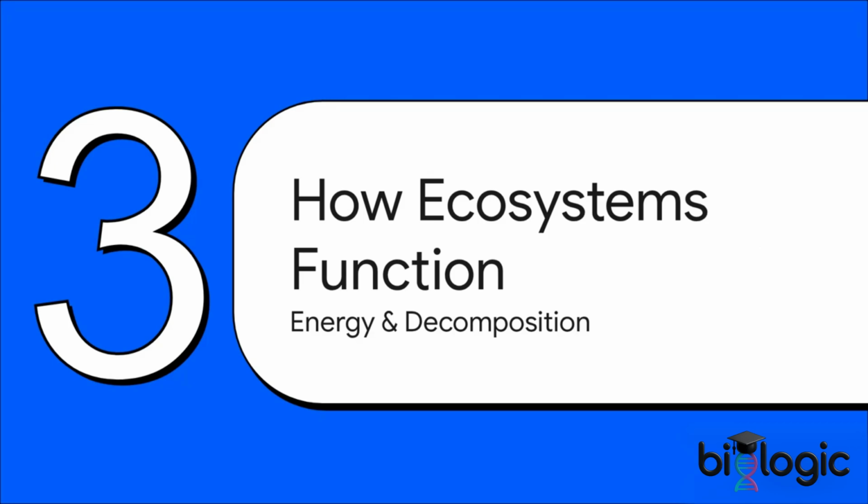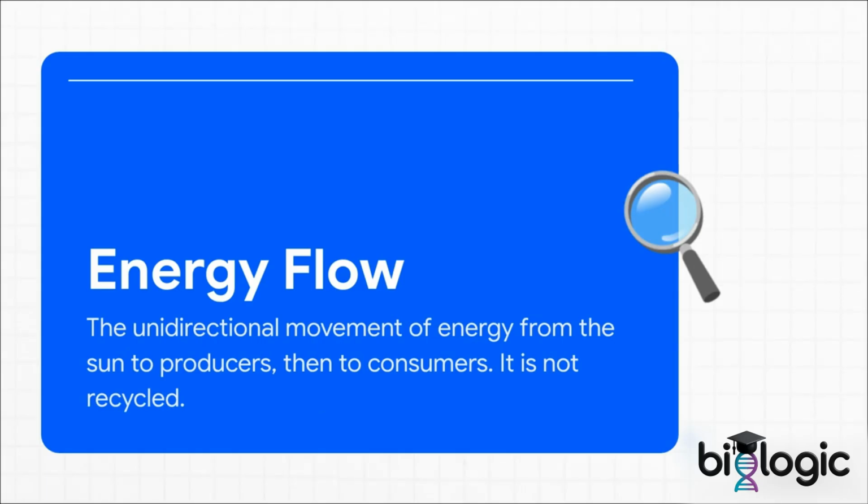Okay, we've got the players and the stage. Now, how does the show actually run? It really boils down to two key processes: energy flow and decomposition. Let's start with energy flow. Now listen up, because this is a huge point for your exam. Energy is a one-way street. It flows through an ecosystem, it doesn't circle back.